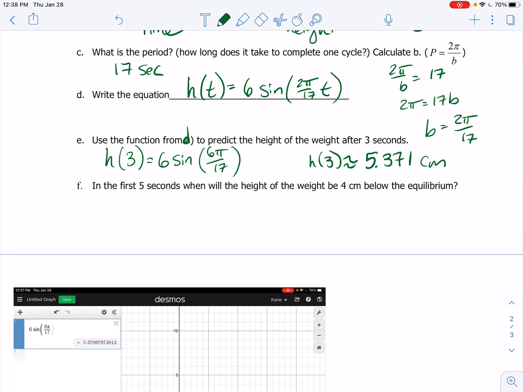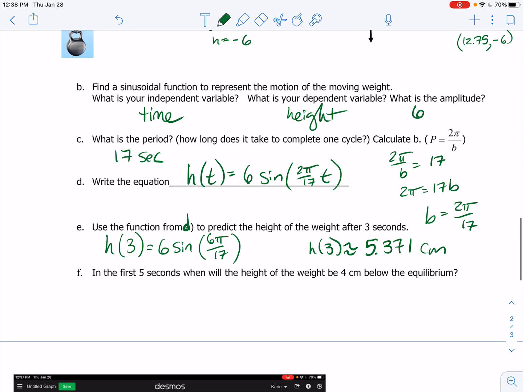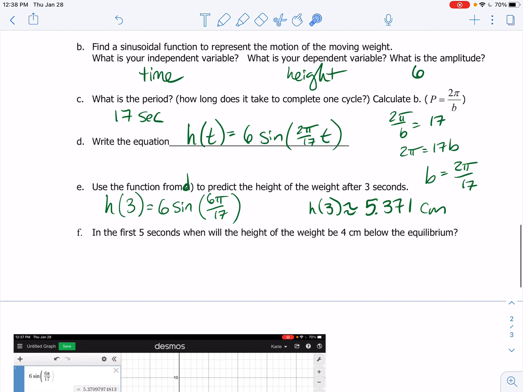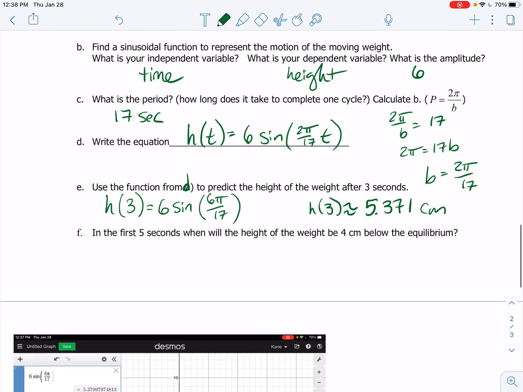Centimeters, there we go. Okay, in the first 5 seconds, when will the height of the weight be 4 centimeters below the equilibrium? So they're saying basically, when does this equal negative 4? So let's plug that in and see. This does show up in our homework, and you can use the unit circle for the homework one, but I don't think you can use the unit circle for this.